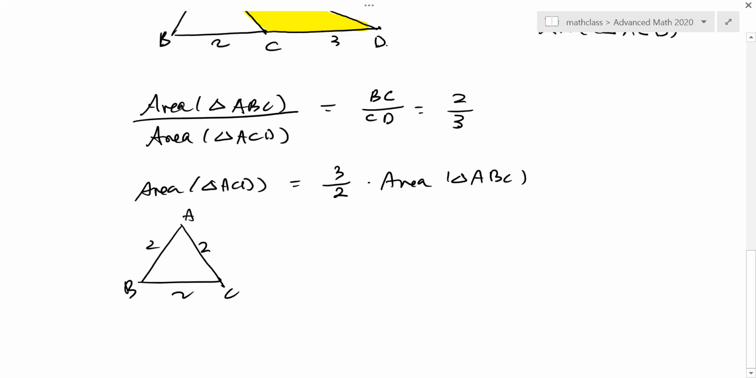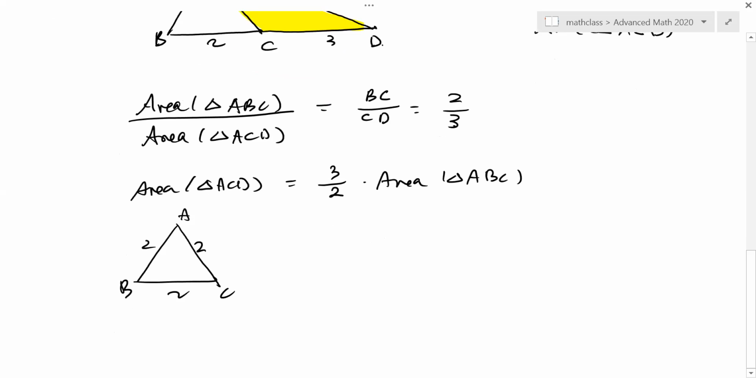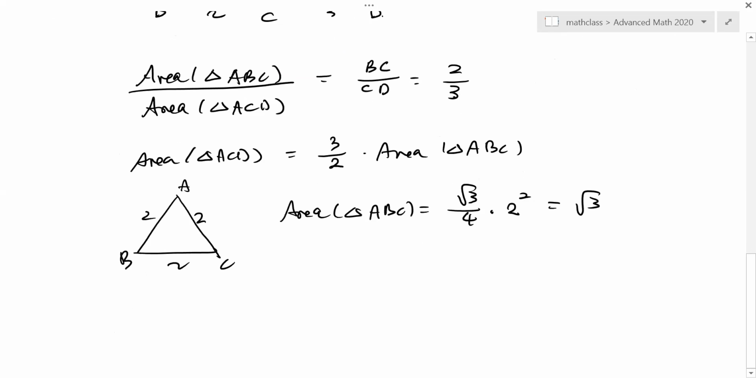So the equilateral triangle will have a formula for the area. The area of equilateral triangle ABC is going to be square root of 3 over 4 times 2 squared, which is square root of 3. Okay, how do you get that?